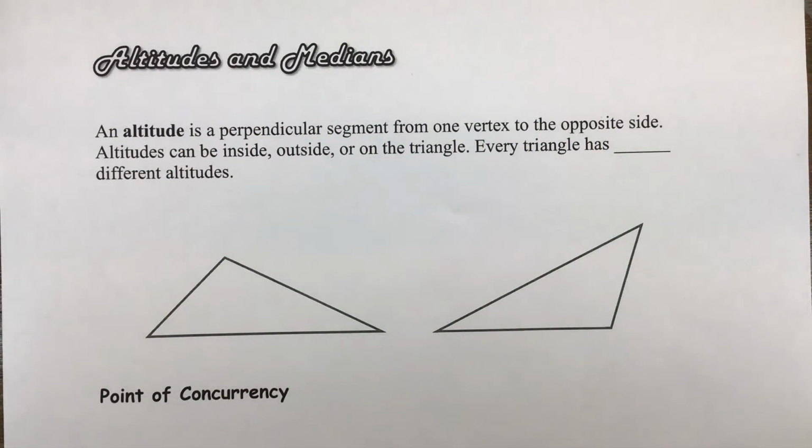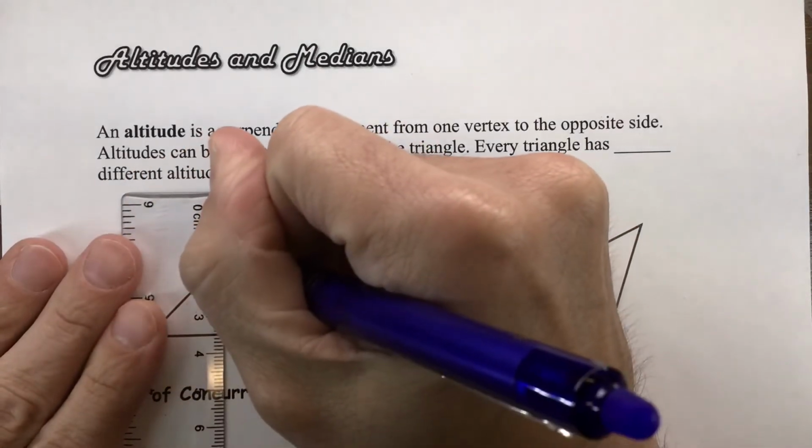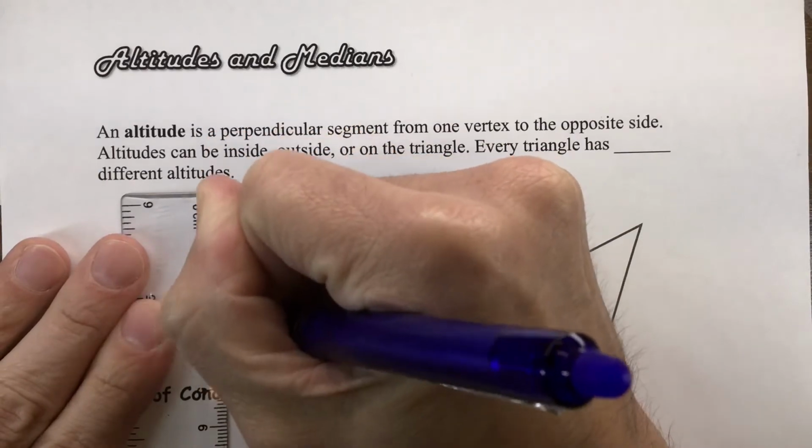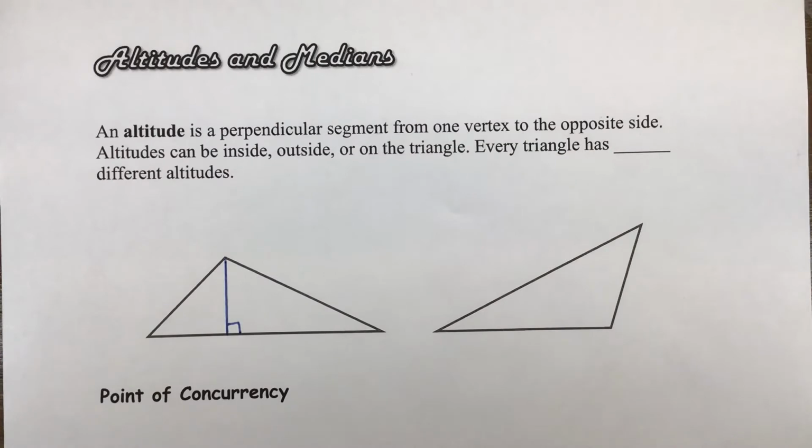Altitudes and medians. We're going to look at the last two sets of lines that you can use within triangles that do create points of concurrency. The first is going to be the altitude. An altitude is a perpendicular segment from one vertex to the opposite side. For example, in this first picture here, the altitude would be the segment here, assuming that that would be perpendicular. That would be the altitude.